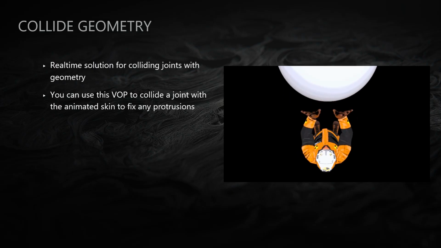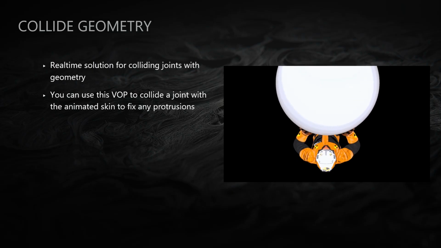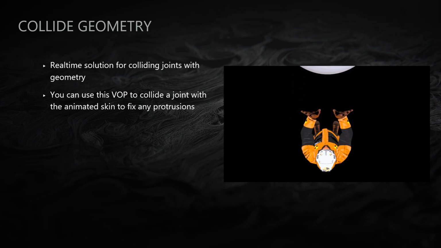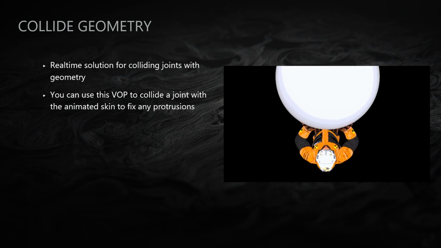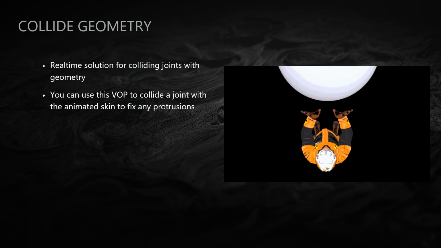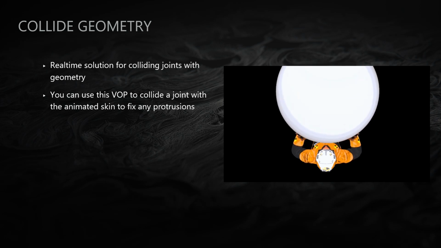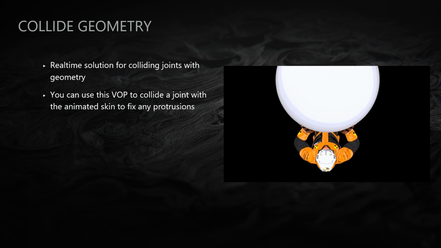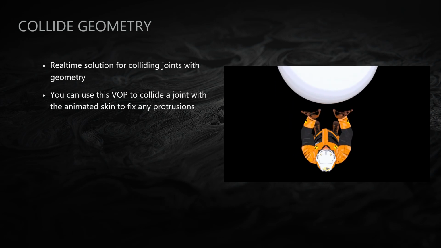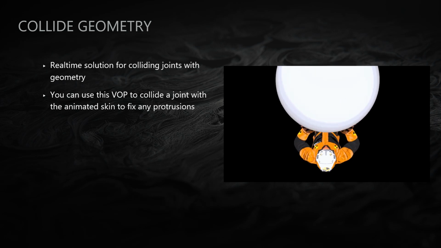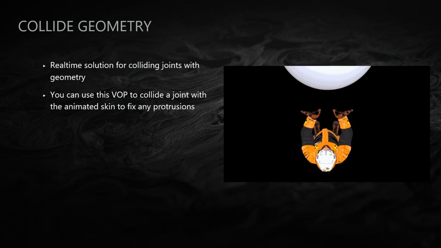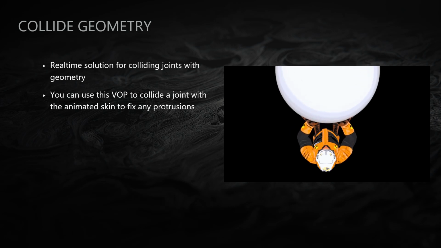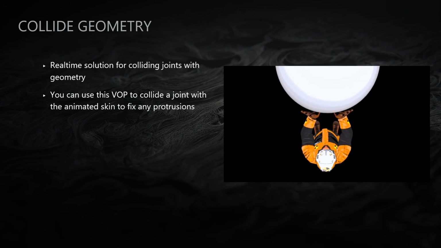As a takeaway, the collide geometry VOP can be used real time. So we can have a rig pose upstream with the collide geometry downstream, and we can, in the viewport directly, play with it and see how it influences our result. Another little trick that you can do is you can also try to use this on the skeleton and have it collide with the skin of the character, and this way avoid any intersections that might result from your retargeting.